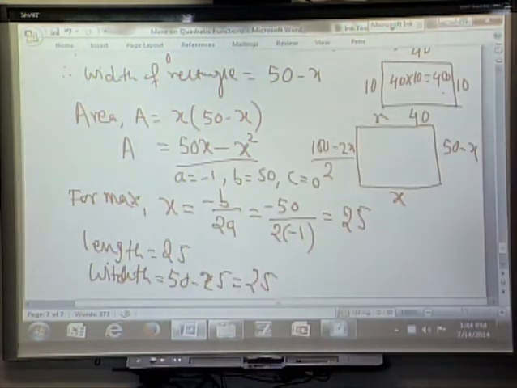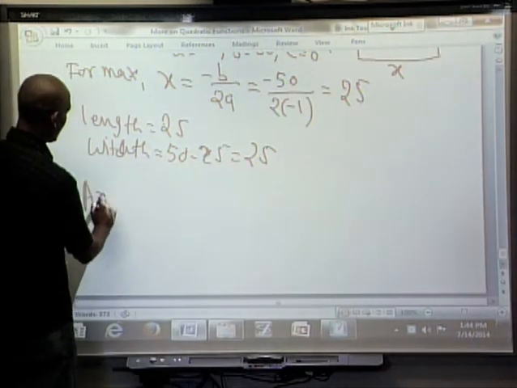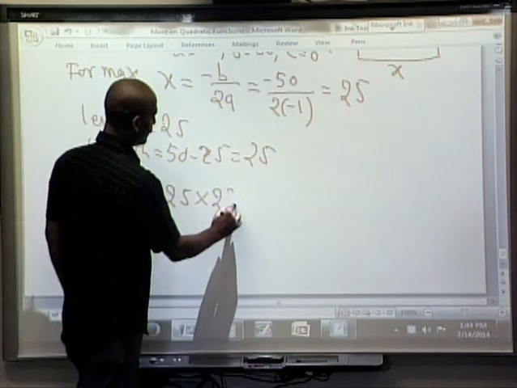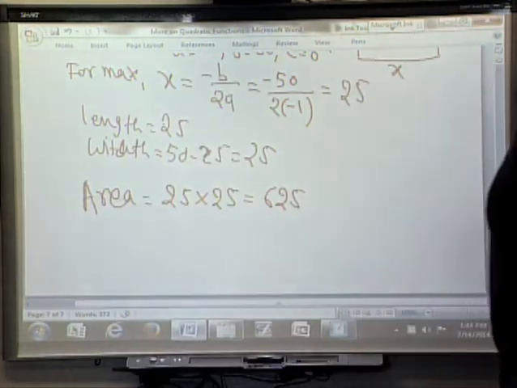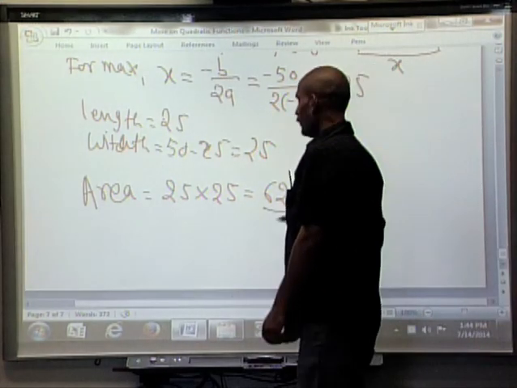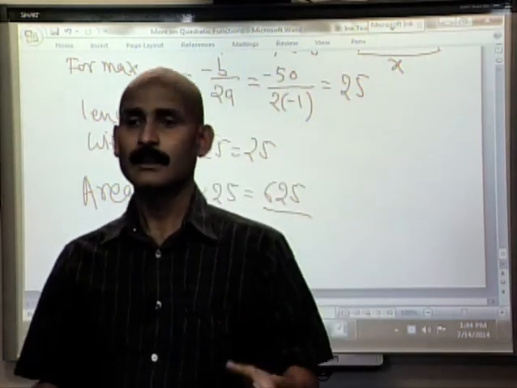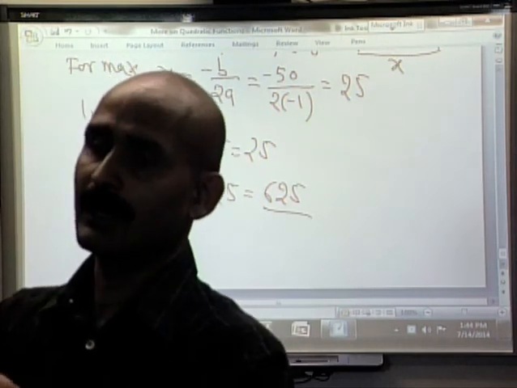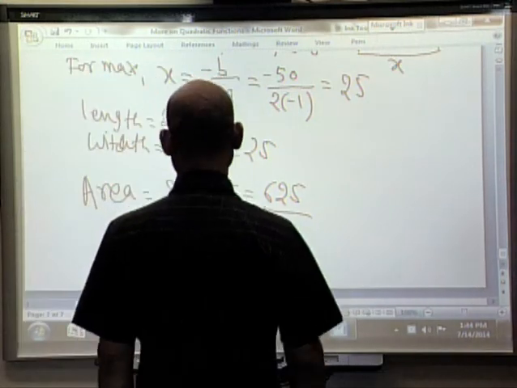If we want to find the area, the length is 25 and the width is 25, so the area of the rectangular plot will be 25 times 25, which is 625. So, the maximum area we can enclose with that 100 meters of fence is 625 square meters, and that particular rectangle should have a length of 25 and a width also of 25.